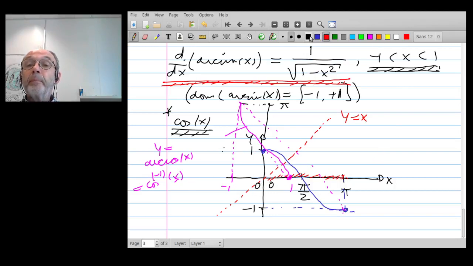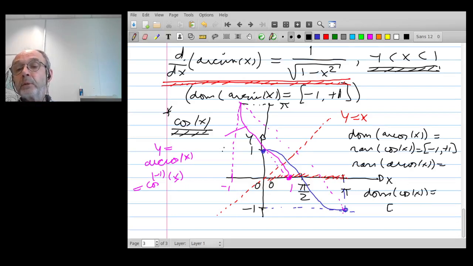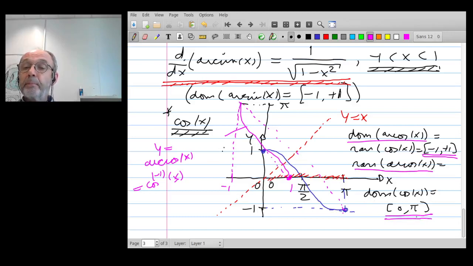Now, the domain of the arc cosine of x becomes the range of the cosine, and you know the range of the cosine is between -1 and 1. And the range of the arc cosine is nothing else than the domain of the cosine, and for the domain we took the part from 0 to pi. So the domain is the interval -1 to 1, and the range of the arc cosine are values between 0 and pi, and that is what they understand by the arc cosine and the arcsine of x.